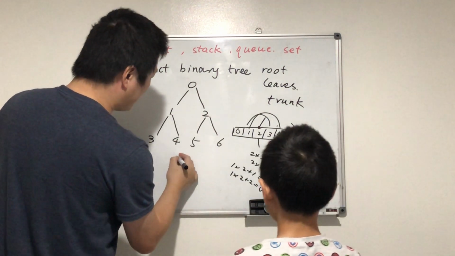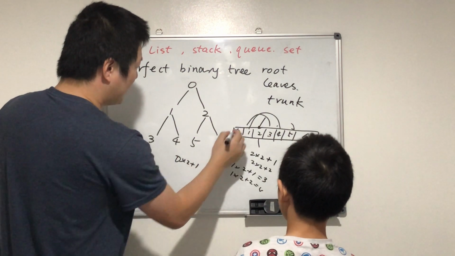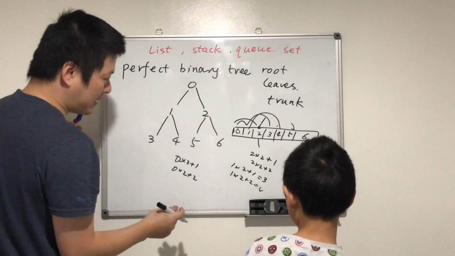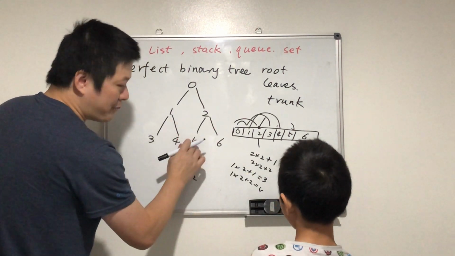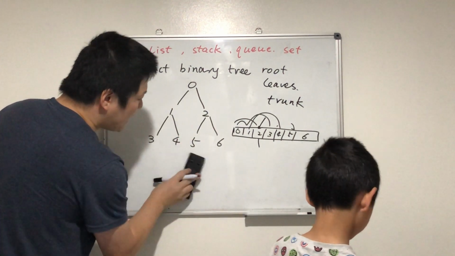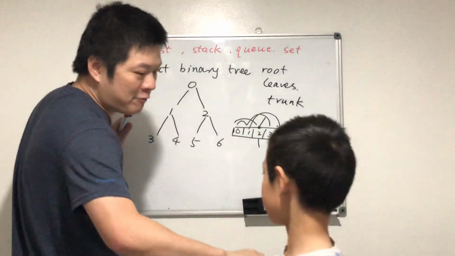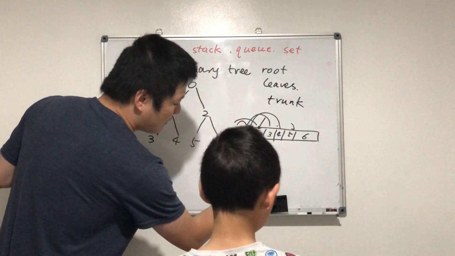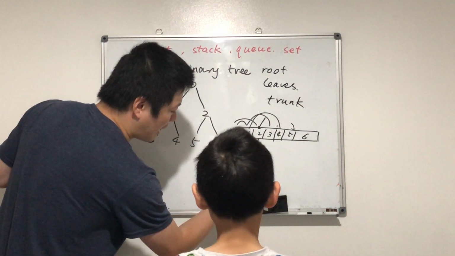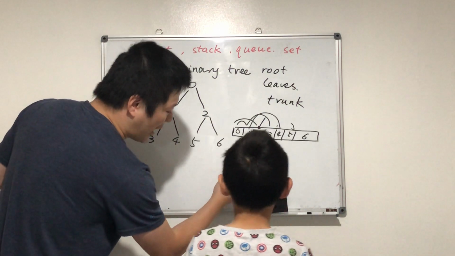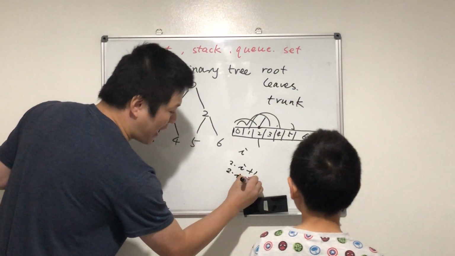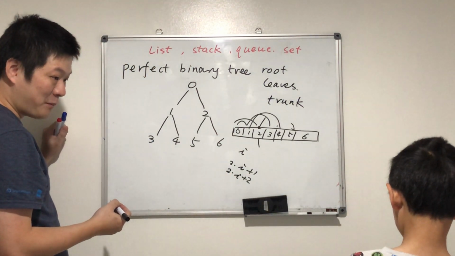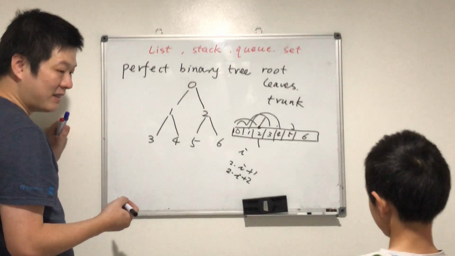Okay, so let's do another example. 0 times 2 plus 1 equals 1. 0 times 2 plus 2 equals 2. Okay, so does it make sense? So if it's a perfect binary tree and we store it in an array, if the index of the parent node is i, then its left kid is 2 times i plus 1, and its right kid is 2 times i plus 2. Am I right? Do you get it? So we can store it in a list.